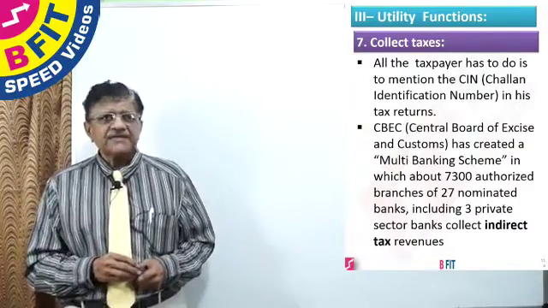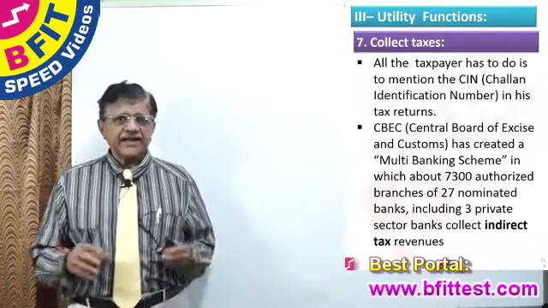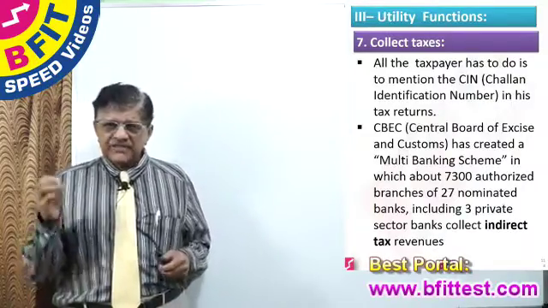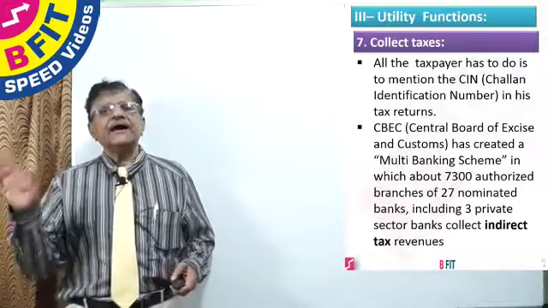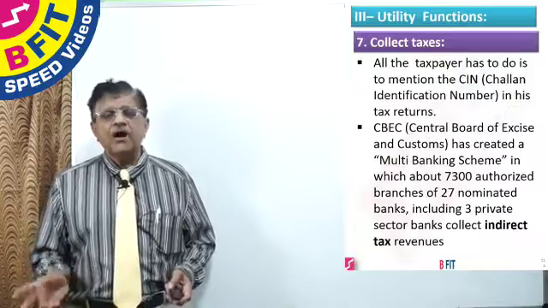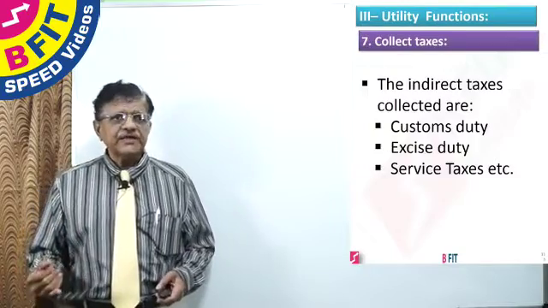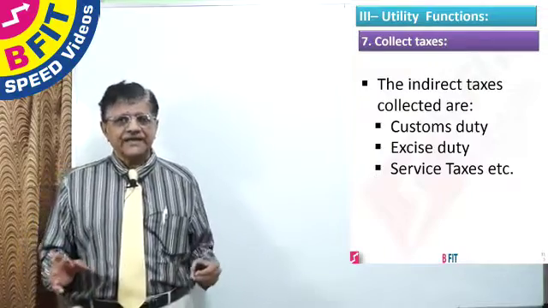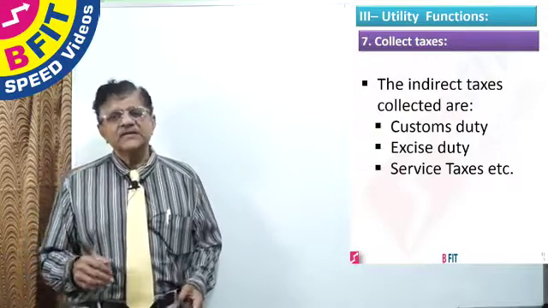For indirect taxes, the authority is the Central Board of Excise and Customs. They are the authorities for collecting indirect tax. They have created a multi-banking scheme in which about 7,300 authorized branches of 27 nominated banks, including 3 private sector banks, collect indirect tax. For direct tax, OLTAS. For indirect tax, it is the multi-banking scheme of CBEC. The indirect taxes collected are customs duty, excise duty, service tax, etc. Any indirect tax you can pay using the multi-banking scheme of CBEC.